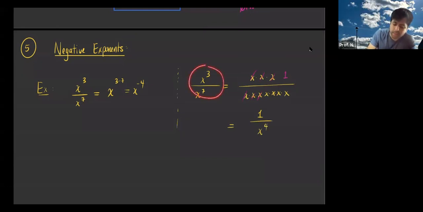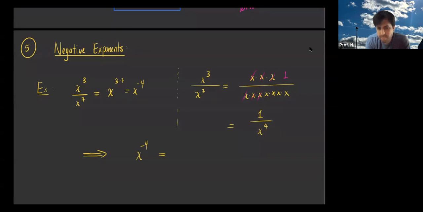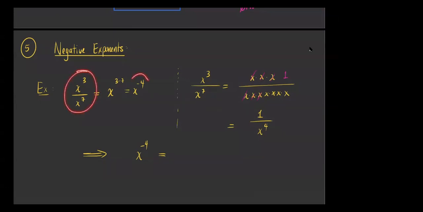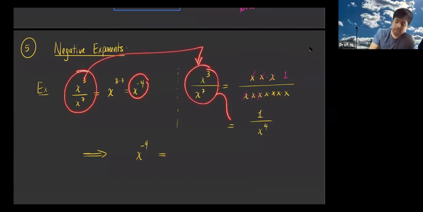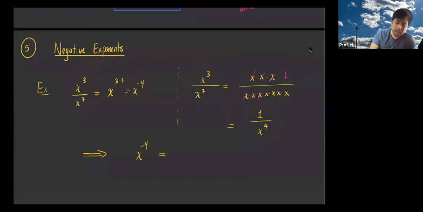Now, what's the connection here? Aren't these expressions exactly the same thing? In one manner, I got x to the negative 4th being the result. In the other manner, I got that the result was 1 over x to the 4th. So then what's the conclusion? X to the negative 4th has to equal what? If this equals this, then the result is x to the negative 4th is exactly 1 over x to the 4th.